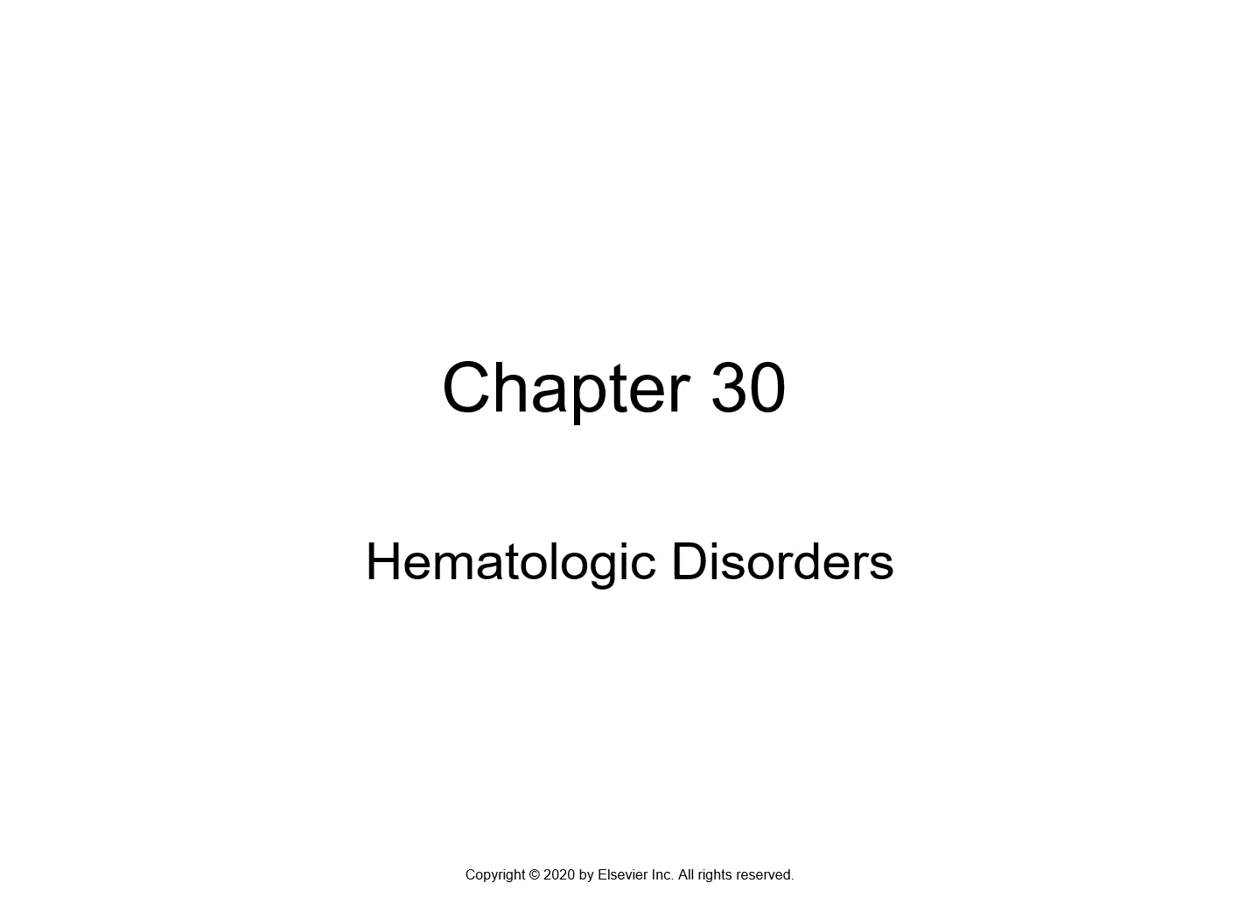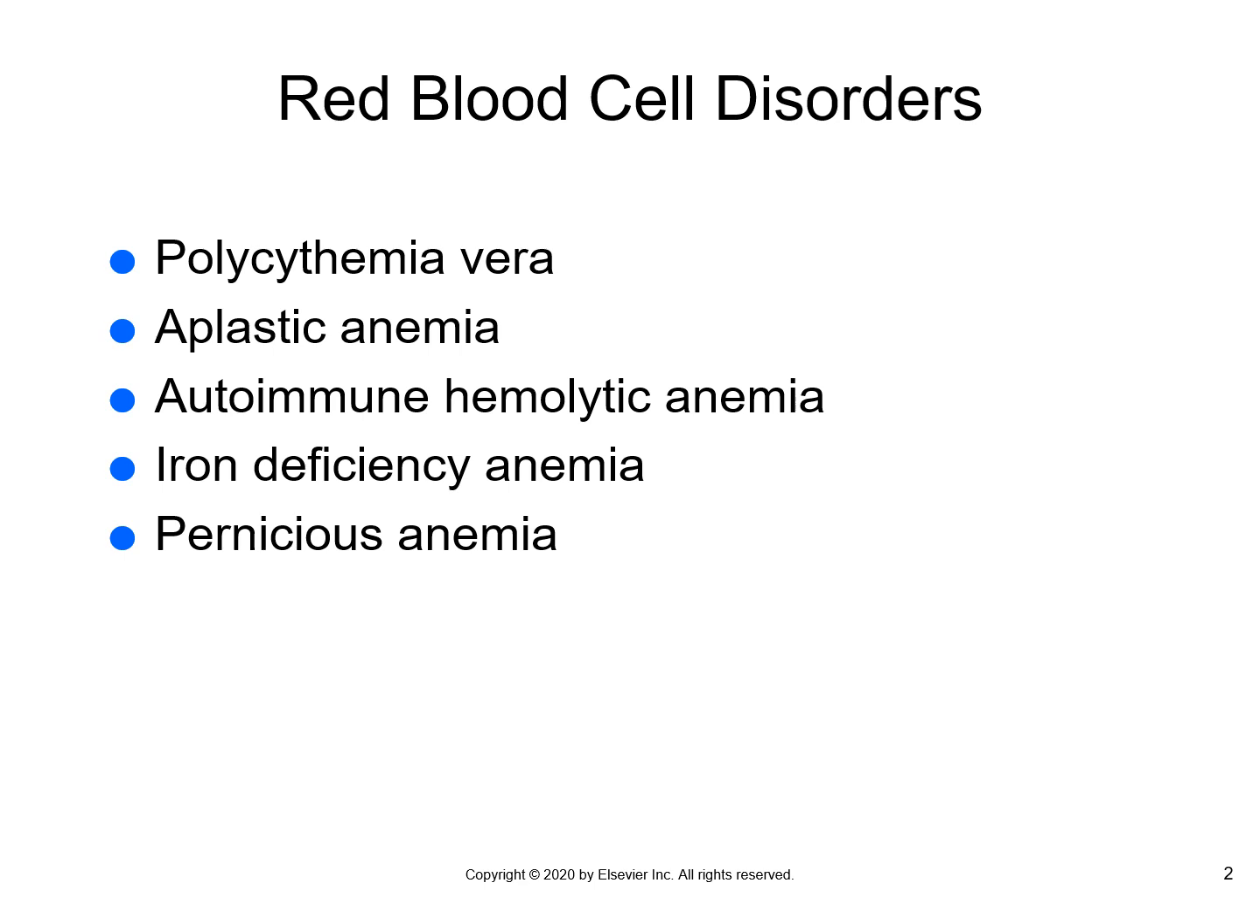Chapter 30, Hematologic Disorders. The list of the red blood cell disorders that we're going to talk about today are polycythemia vera, aplastic anemia, autoimmune hemolytic anemia, iron deficiency anemia, and pernicious anemia.